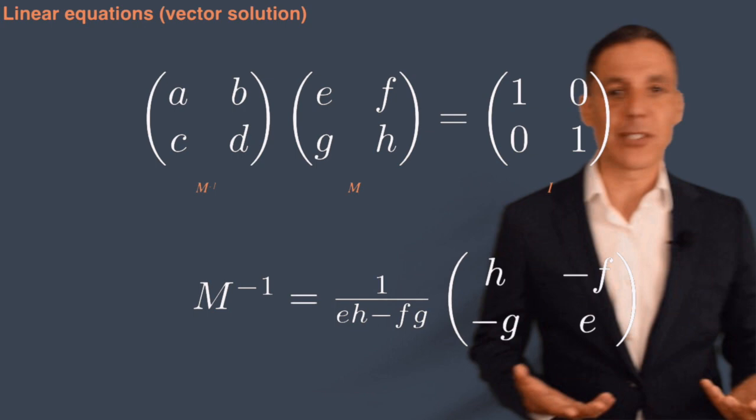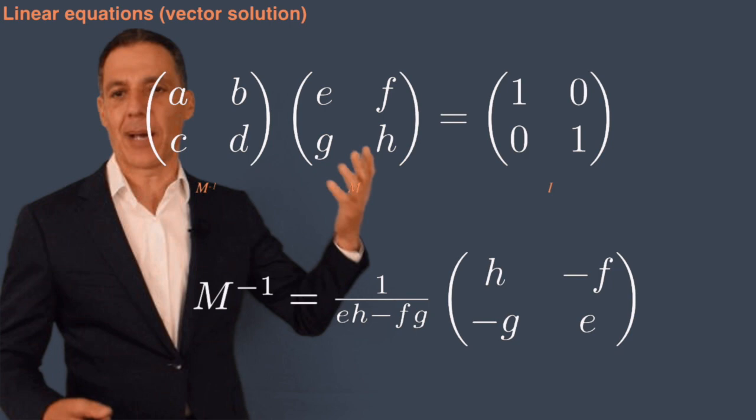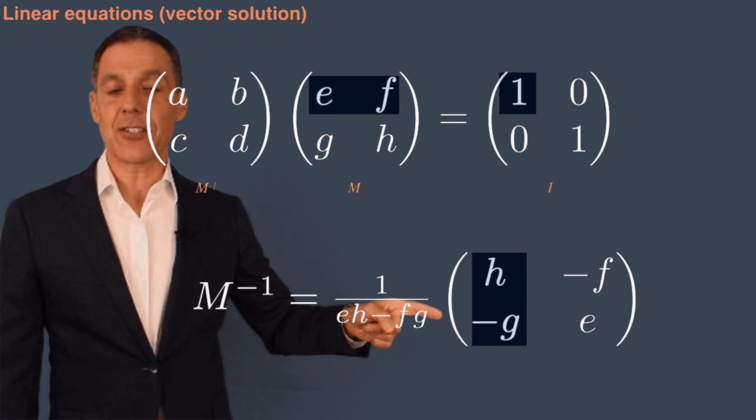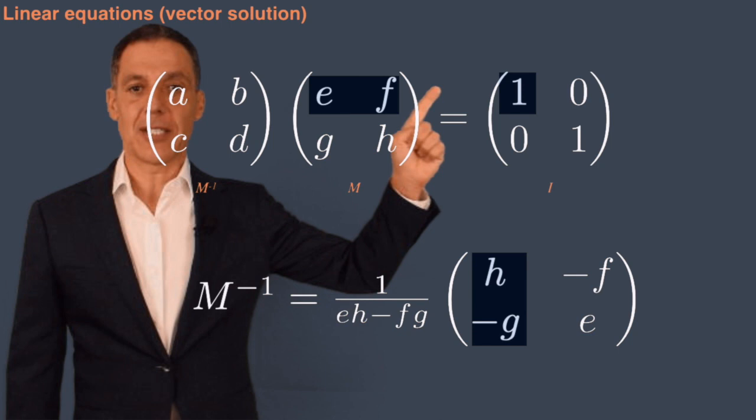We'll stick with the 2x2 for now. We'll talk about the larger matrices in a little bit. All right, so first of all, let's convince ourselves that this matrix times this matrix is the identity matrix. All right, so here we go.